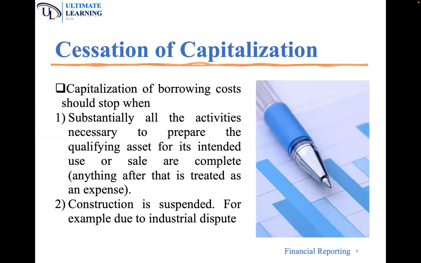Now, when does capitalization stop? IAS 23 refers to cessation. Cessation is an end of something. Cessation is when something comes to an end, the stop, when something stops. In that case, we refer to it as cessation. So when does capitalization stop? Immediately capitalization stops, expensing starts. I hope we are together. When we stop capitalization, we start the process of expensing.